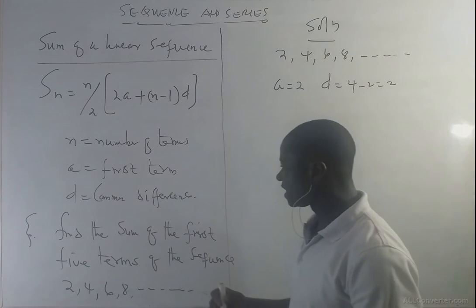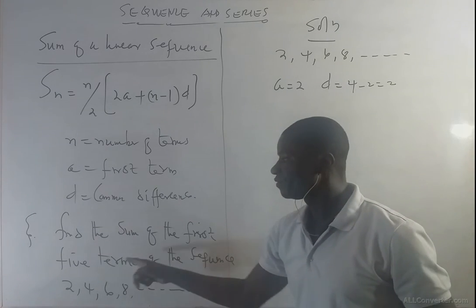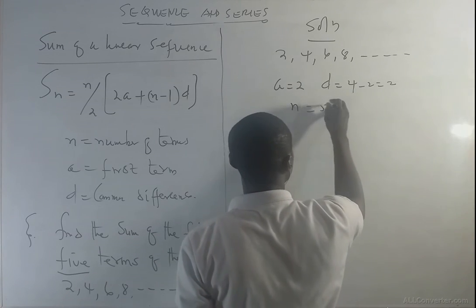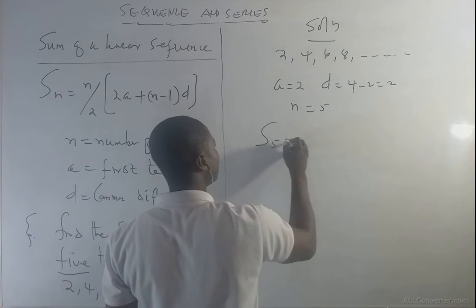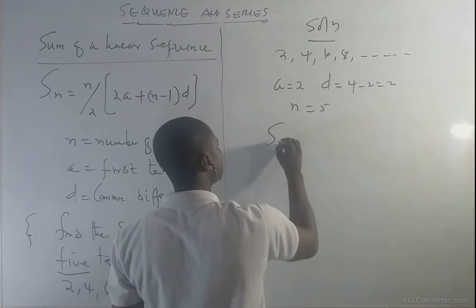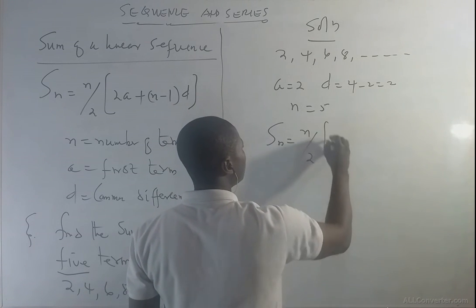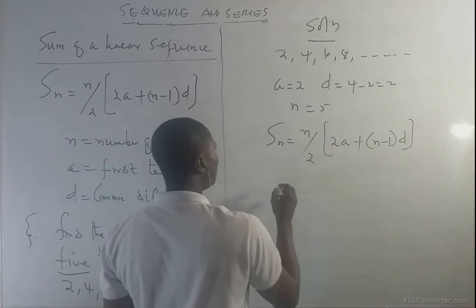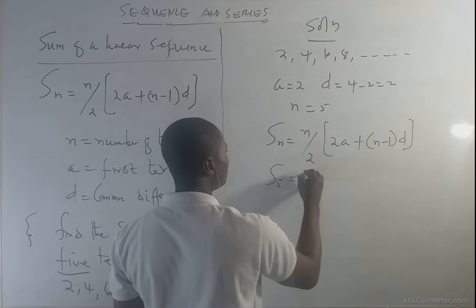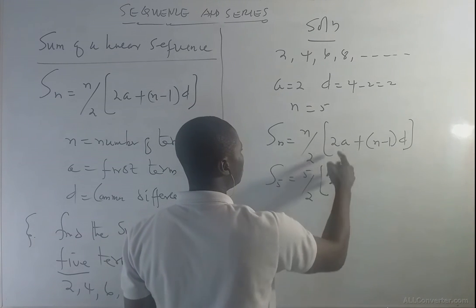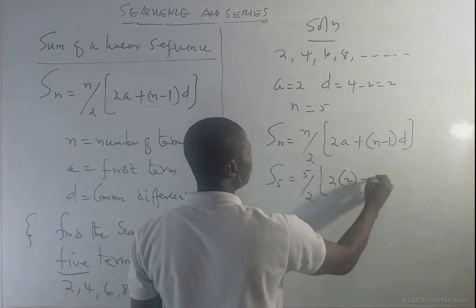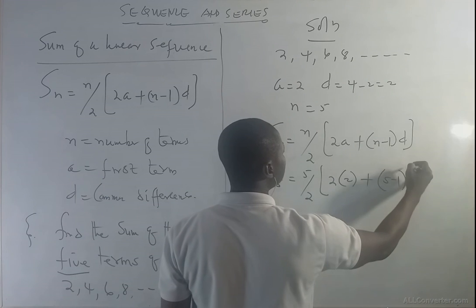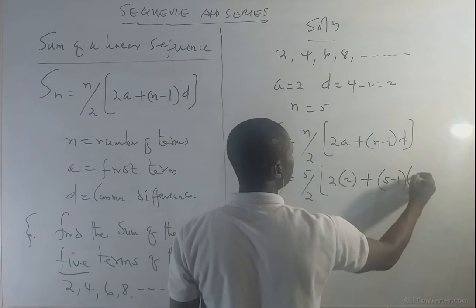We have to find the sum of the first 5 terms. So n is equal to 5. And so S5, from the formula Sn equals n over 2, 2a plus n minus 1 times d. S5 will be equal to 5 over 2, then 2 times a, and a is 2. So you have 2 times 2 plus n minus 1, and n is 5, so you have 5 minus 1 times d. The d is the common difference, which is 2.